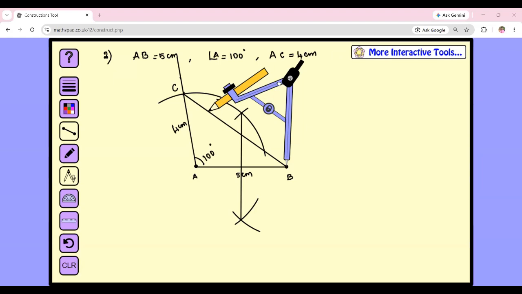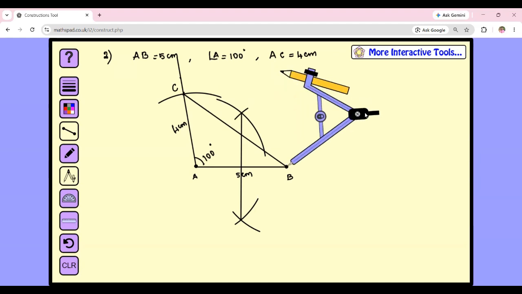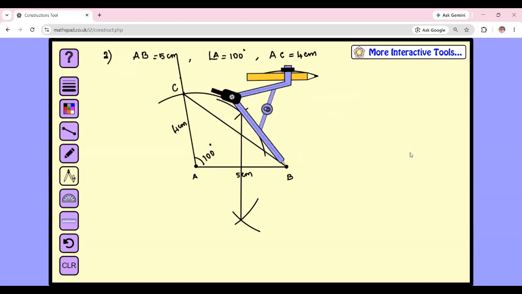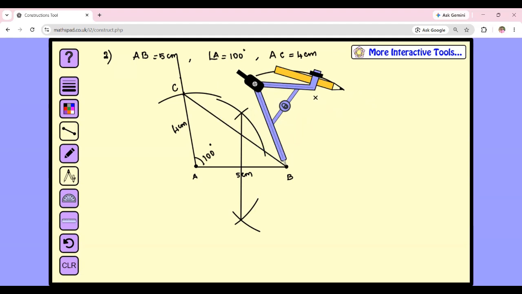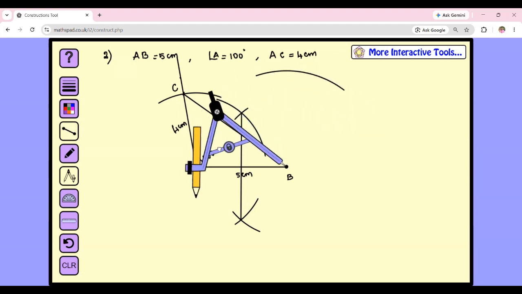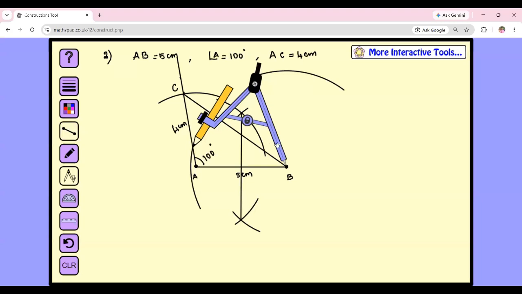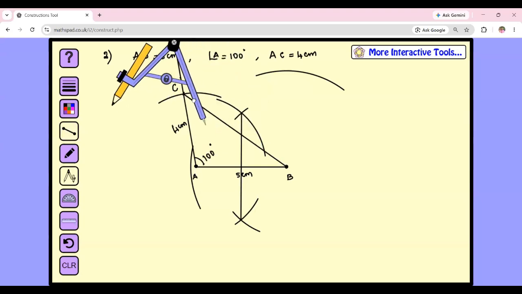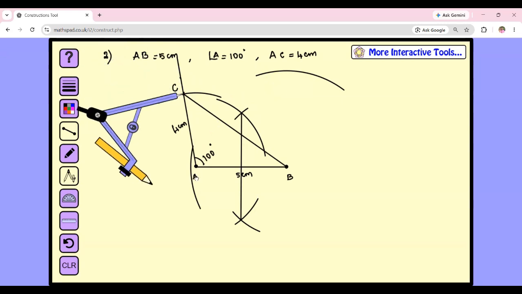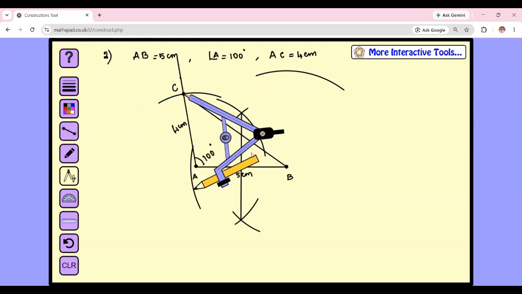So draw an arc up. Up means it may come here. So draw an arc up and down. Is the down also? So just draw it here. With the same measurement, keep the pointer in C. Draw an arc.